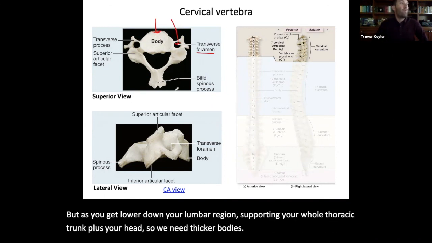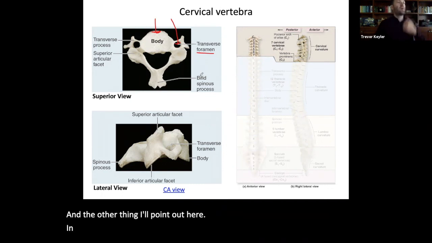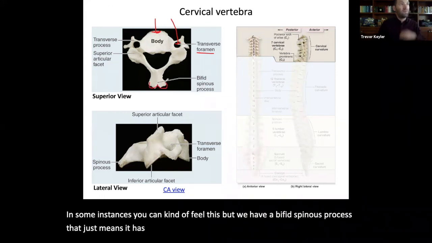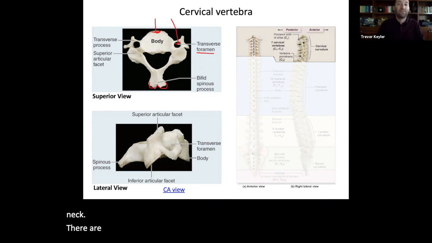And the other thing I'll point out here, which in some instances you can kind of feel, is that we have a bifid spinous process. That just means it has two heads. So if you run your hand along the back of your neck, there are two heads, two processes there.